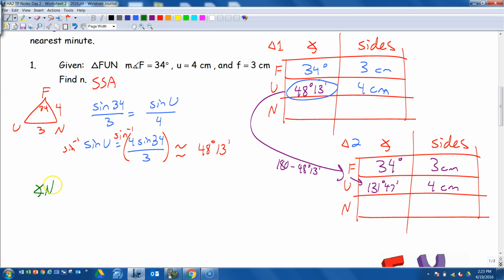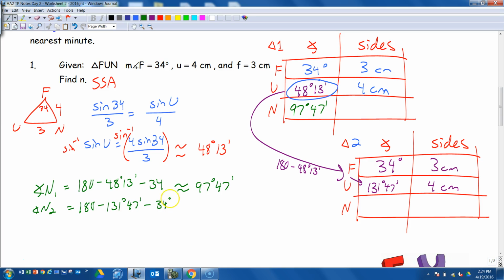Now we're going to find the angle N. So angle N, for triangle 1, is 180 minus 48 degrees 13 minutes minus 34, which is approximately 97 degrees 47 minutes. Okay, and then the angle N for triangle 2 is 180 minus 131 degrees 47 minutes minus 34 degrees. And if you do that, you approximately get 14 degrees and 13 minutes. So since you do get an angle for that, that means that the triangles work.